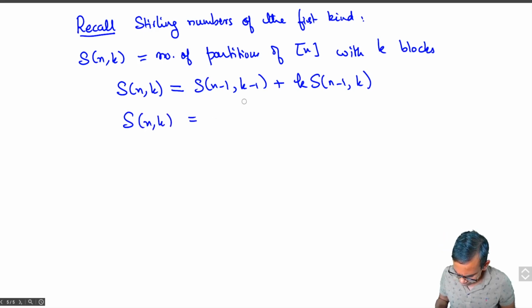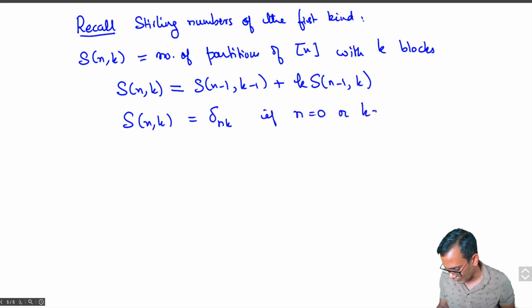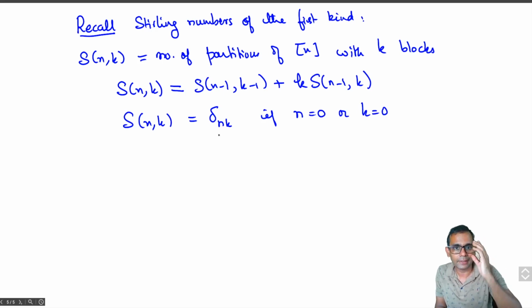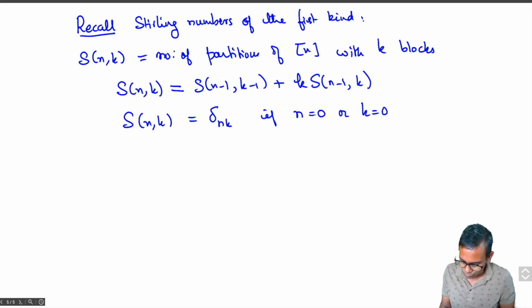And the base cases, well, I'll just write using the Kronecker delta. This Kronecker delta, delta nk, means that it's equal to 1 if n is equal to k and 0 if n is not equal to k. But this only holds if either n is equal to 0 or k is equal to 0. So what we're saying is that if one of n and k is 0, then the only case where S(n,k) is non-zero is when n is 0 and k is 0. In that case, it is 1. Think about why this should hold from the definition.